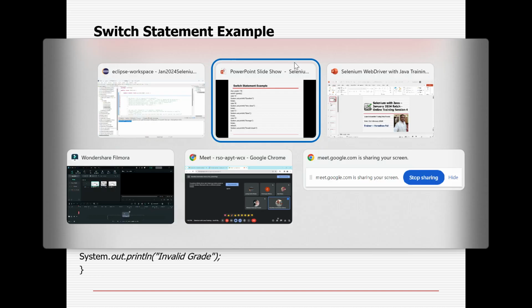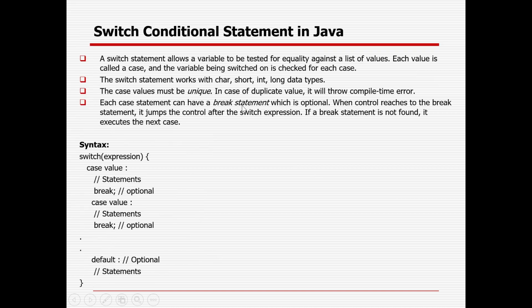So what is the syntax for the switch statement? Switch expression. You can declare some variable, any variable, either an integer or a character. All these types of variables you can declare. Suppose I want to validate which class a student belongs to, from 5 to 10 standard.